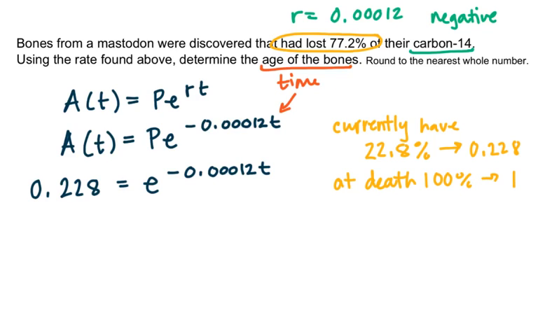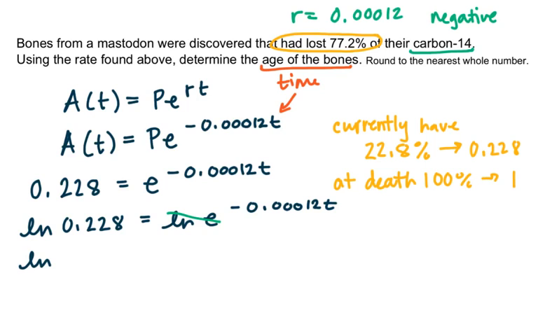So now I'm solving this exponential equation. I'm going to take the natural log of both sides. So the natural log of 0.228 equals the natural log of e to the negative 0.00012 t. And of course, what we notice here is that the natural log and e cancel each other out because natural log is base e. This is an exponential base e. And that argument in the exponent becomes the right side of our equation.